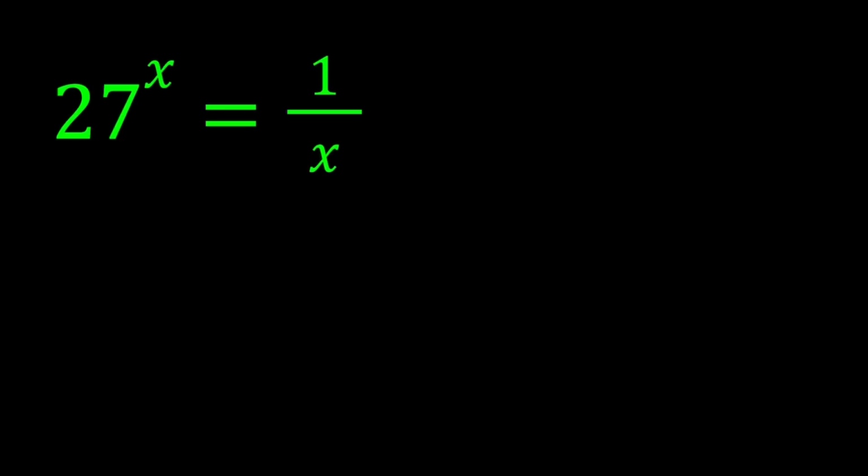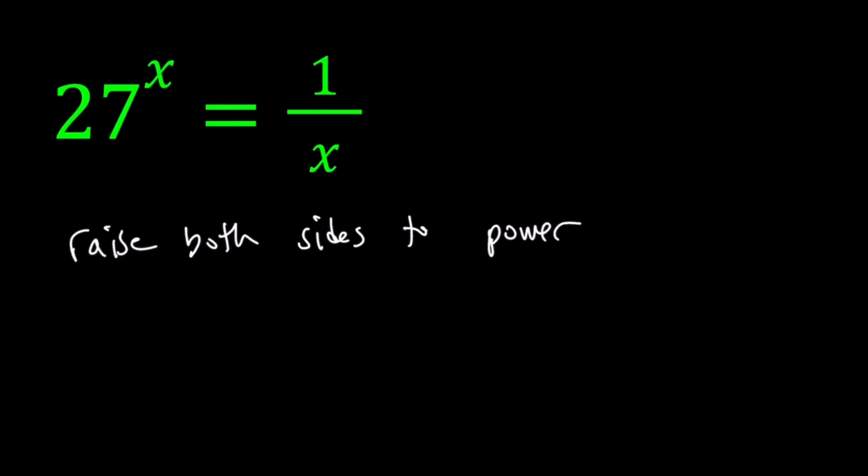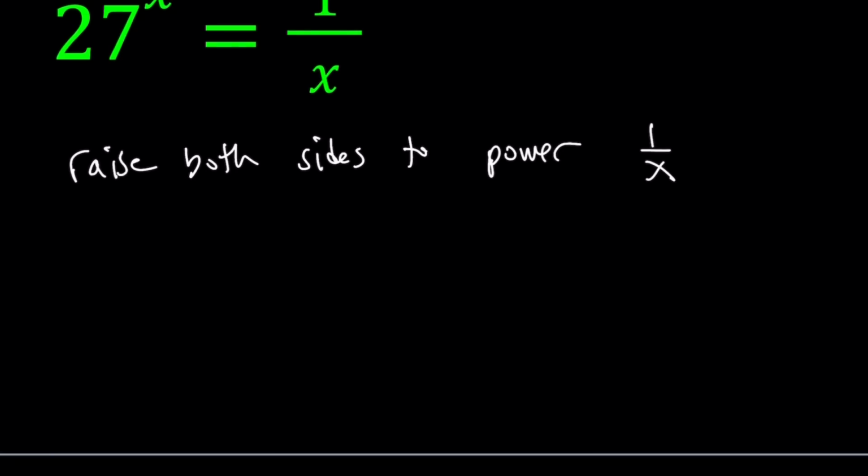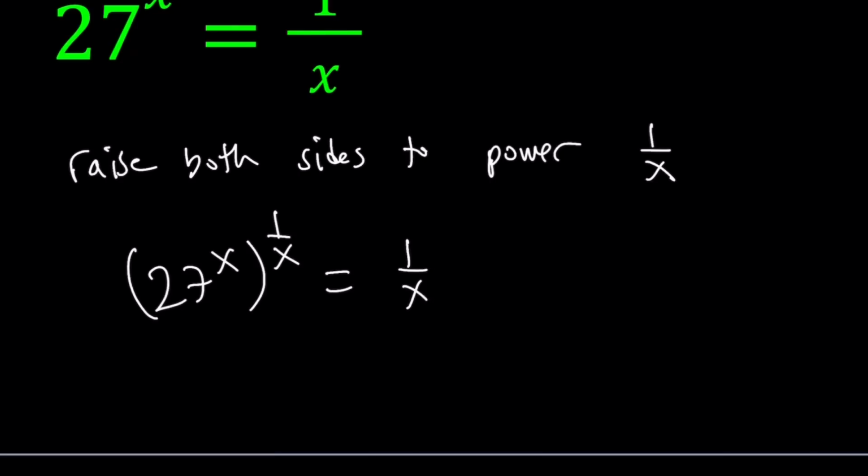So let's go ahead and start by raising both sides to power 1 over x. So that's going to give us the following. 27 to the power x, to the power 1 over x, equals 1 over x to the power 1 over x. Now, where does that motivation come from? First of all, I want to get rid of the x on the left-hand side. And also, I do see 1 over x on the right-hand side, which is also another motivation because by doing this, we're actually getting the same base and the exponent on the right-hand side, which is cool. And also, we get rid of the x on the left-hand side. So killing two birds with one stone.